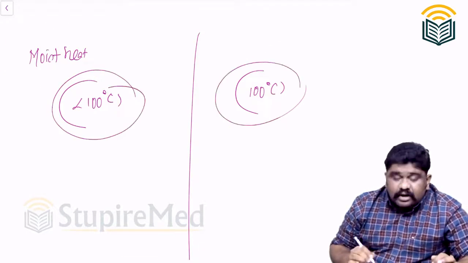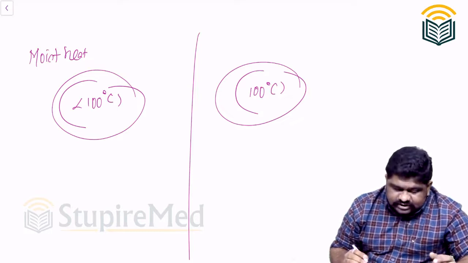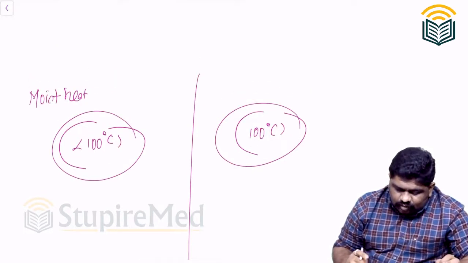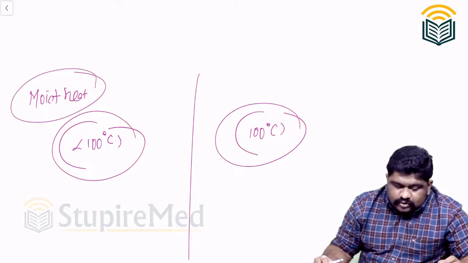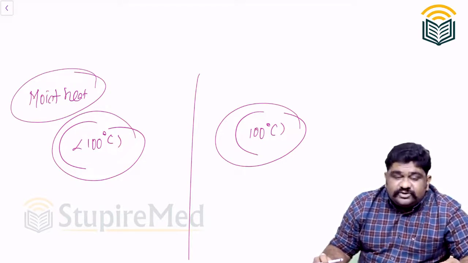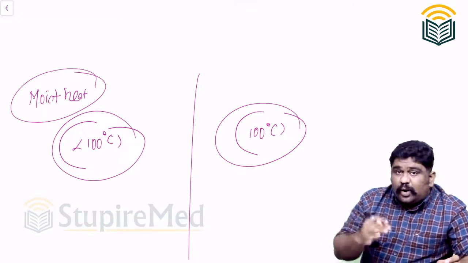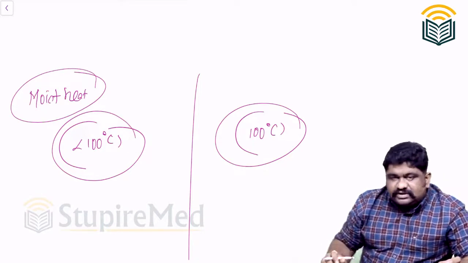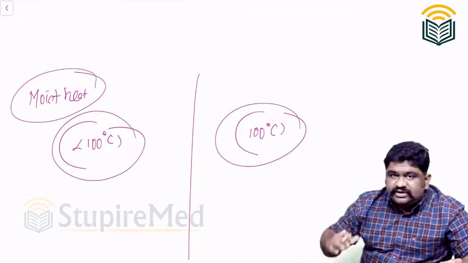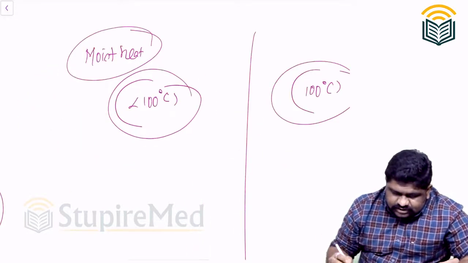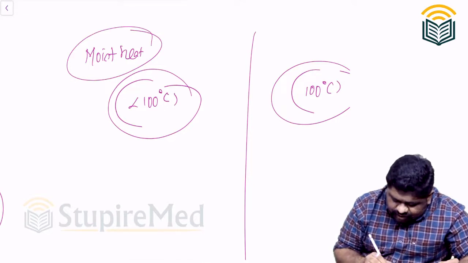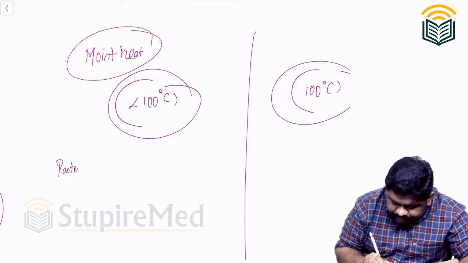Temperature less than 100, temperature around 100 degrees Celsius. In terms of mechanism, sterilization by moist heat also undergoes the same mechanism of protein denaturation and coagulation. Coagulation of proteins is the same as degradation or denaturation of proteins at a higher level. Okay, temperature less than 100 degrees Celsius can be seen in pasteurization of milk.